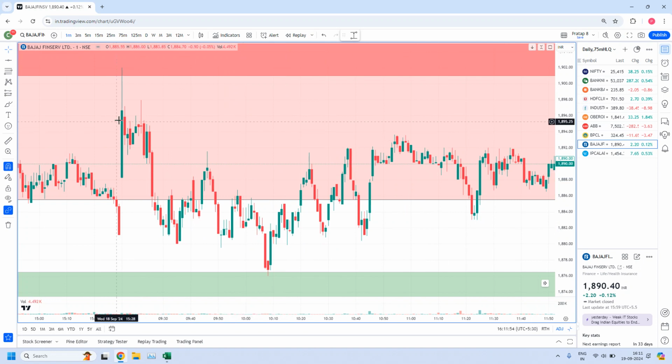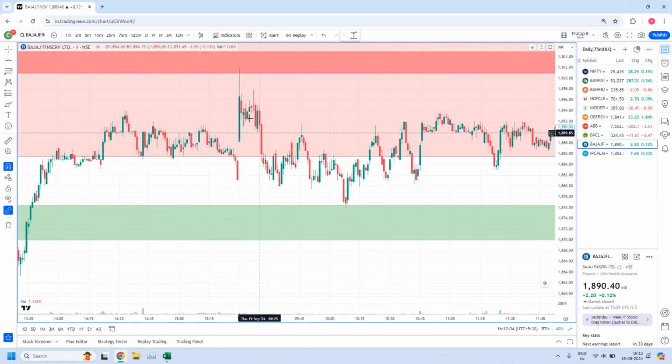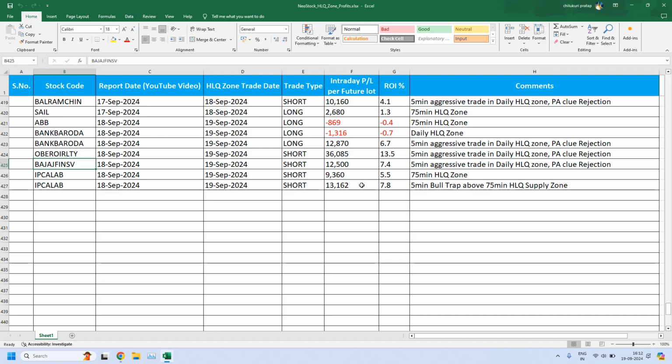Exactly the same way, today is not a lucky day for the people who did not trade the morning 9:15 candle. Otherwise they might have missed such a great trade, giving a very good ROI today. How much profit has this trade given? Bajaj Finserv has given 12,500 rupees profit, which is 7.4% ROI.